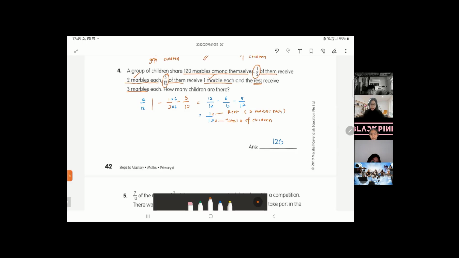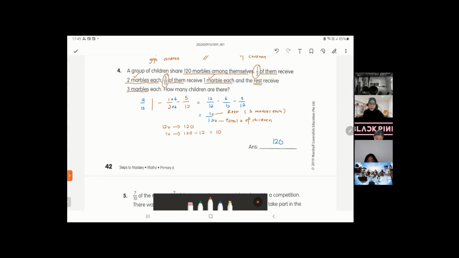Okay, so now I know that the marbles are shared among the 12 units of children. So if you want, what you can do is, you know that 12 units is 120 marbles, right? 1 unit is 120 divided by 12, and I get 10.